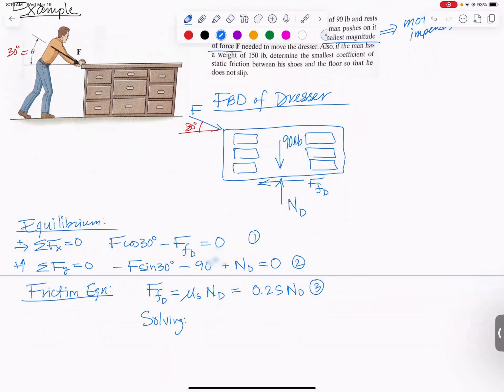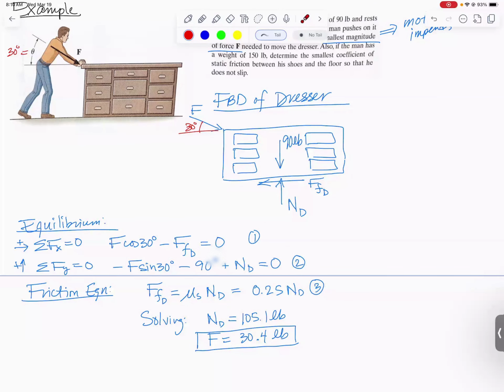Solving, we get the normal force at D comes out to be 105.1 pounds. And then the force that you had to apply to it comes out to be 30.4 pounds. So we solved the first part of the problem. I do want to point out to you guys, normal force at D is definitely not equal to the weight of the dresser. So if you had just replaced ND with 90 pounds, you would get the wrong answer here. The normal force is bigger than the weight because of the downward component of the force that he's pushing on it with. So that actually does increase the friction.